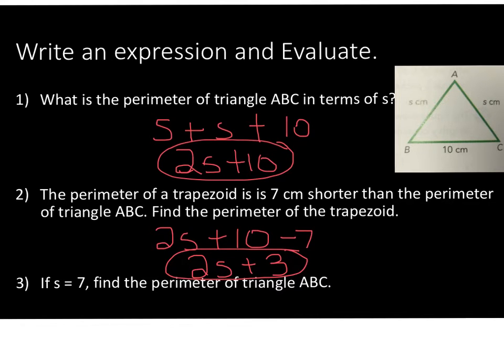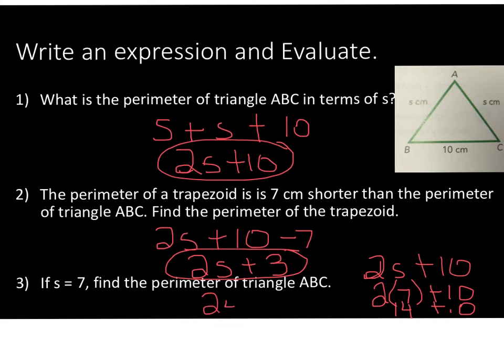Alright, and then on number 3 it says, if S is equal to 7, find the perimeter of triangle ABC. Well, already up here we said that the perimeter was 2S plus 10. And if S is equal to 7, that's 2 times 7 plus 10, which is 14 plus 10, which means that our perimeter is 24 centimeters.